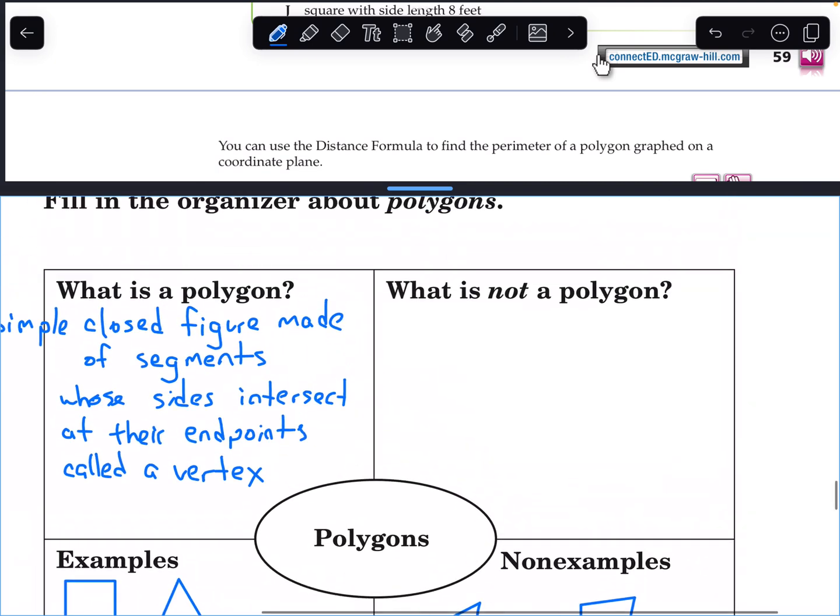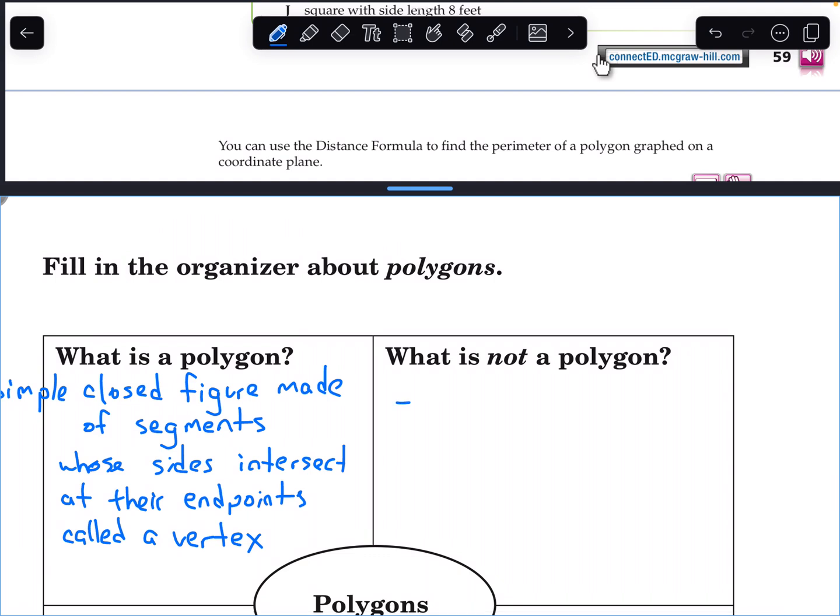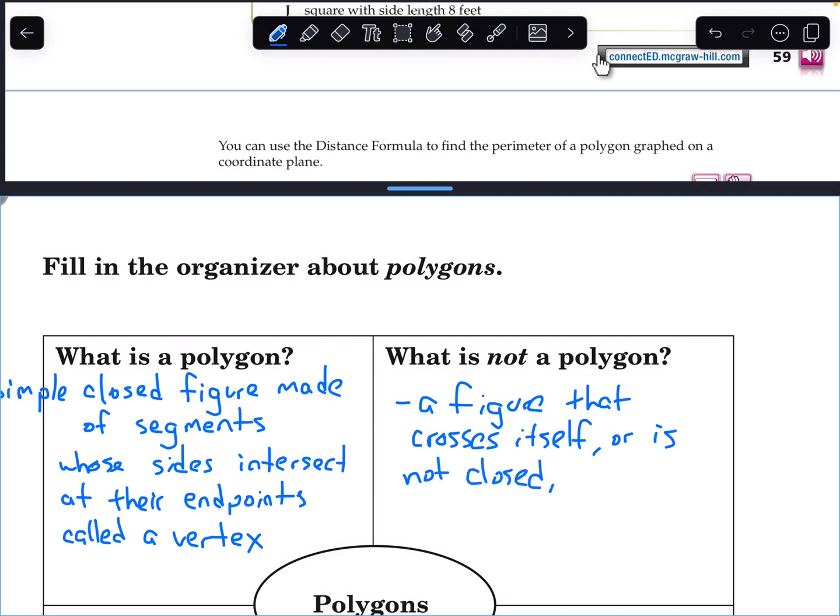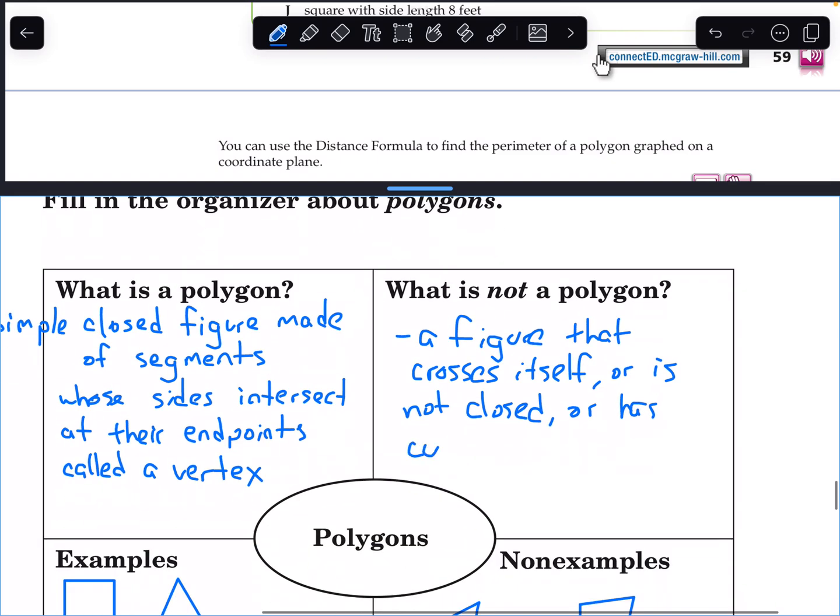So what is not a polygon? It would be a figure that crosses itself or is not closed or has curved sides.